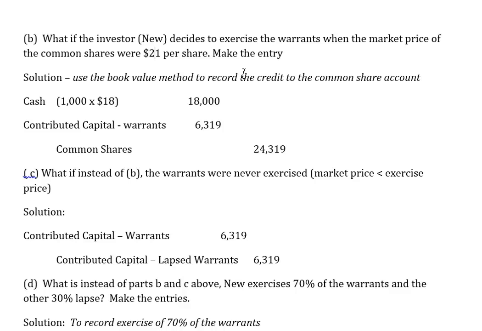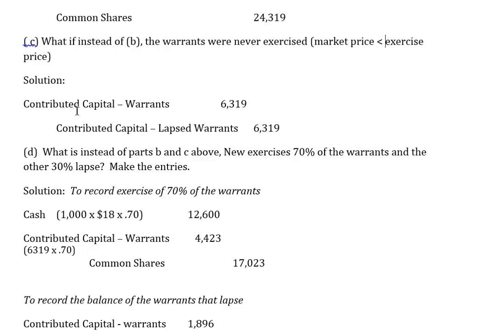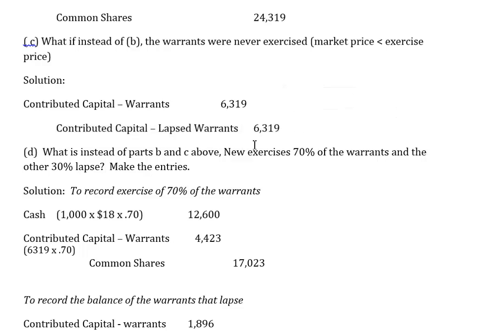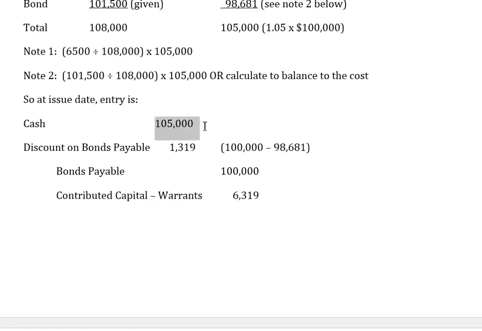But here in Part C, if they were never exercised, that must mean the market price is less than the $18 exercise price. So what happens? The warrants lapse. So we debit the contributed capital on the warrants and we credit contributed capital on the lapsed warrants. Don't forget, the reason why we create this contributed capital account on the lapsed warrants is because part of that $105,000 that we received as Easy Corporation included the value of warrants, right? We're not giving them back any of that $63.19, which was part of this $105,000.